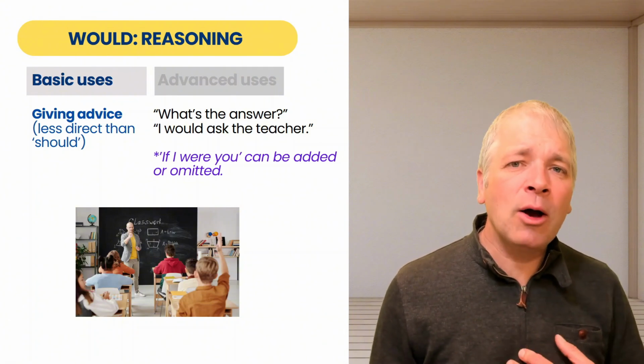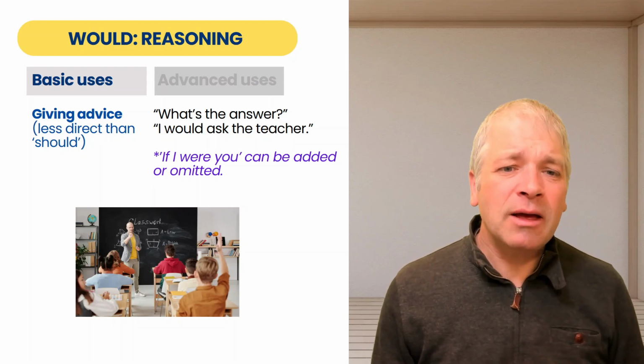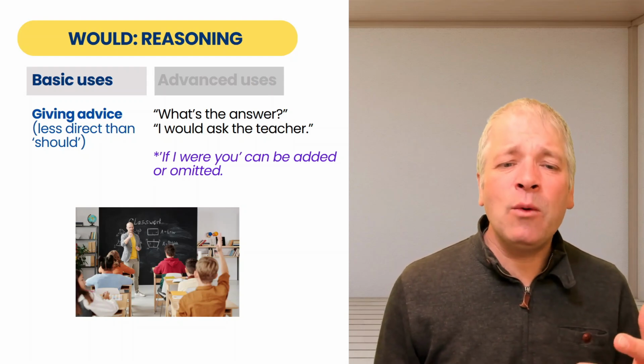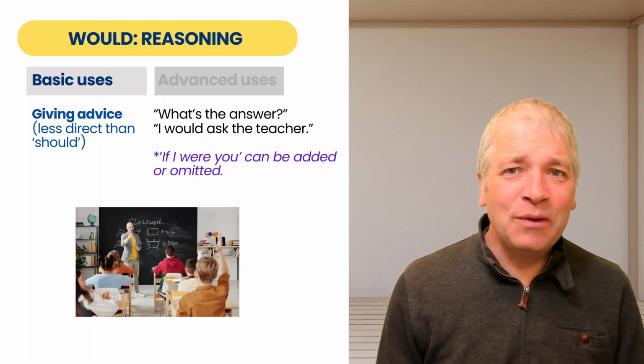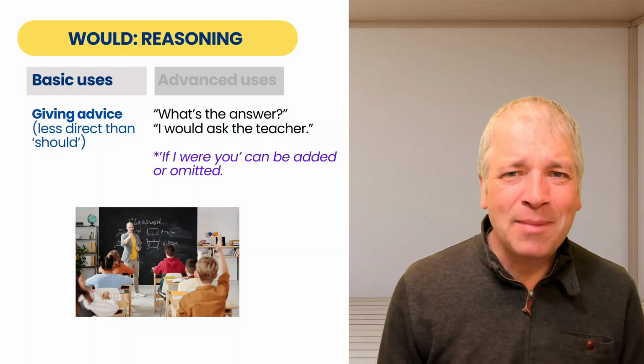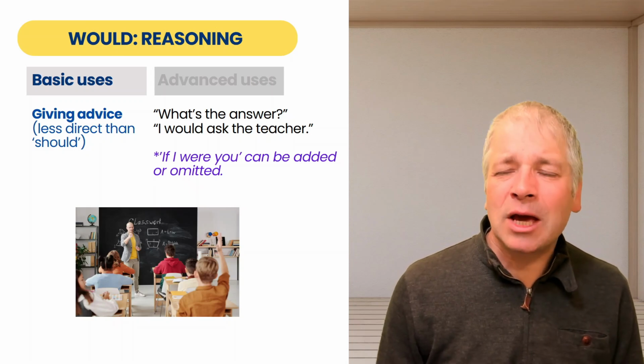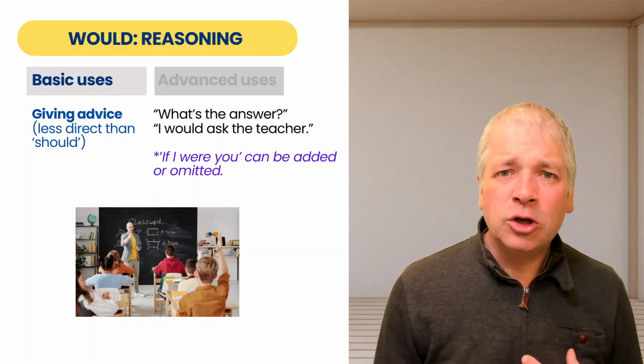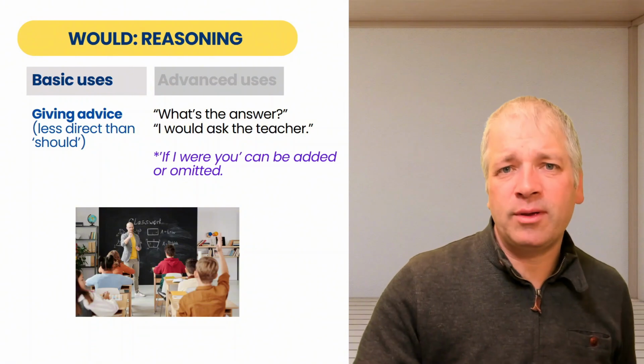But by saying I would, you're saying if I were you, if I were in your position, this is what I would do. So it's giving the advice, but it makes it less direct because it's talking about it from your perspective, not saying you should do something.